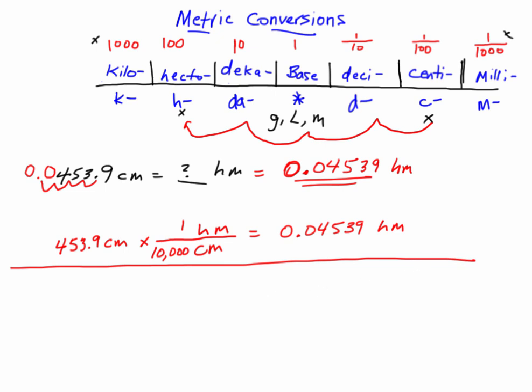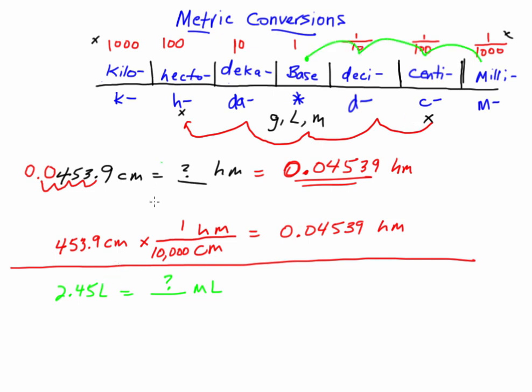So let's go the other way. Let's say that I start off with a problem that has 2.45 liters, and I want to convert that to milliliters. This is a very typical problem that you would do. If I'm up here on my scale, I'm at the base unit, which is the liter, and I'm jumping 1, 2, 3 spaces to the right.